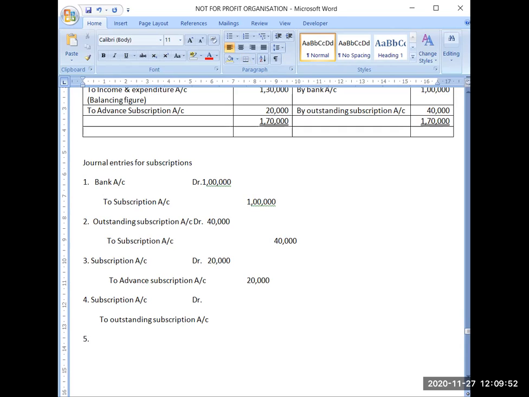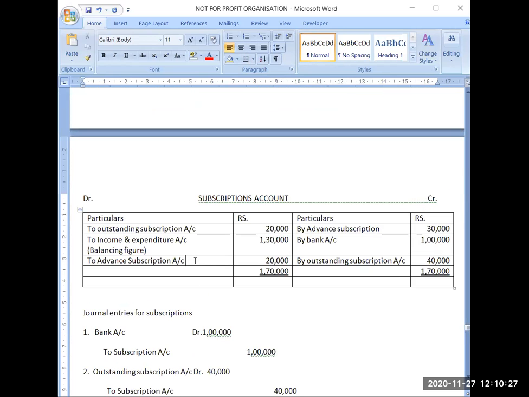In the next year, this entry will become advance subscription account debit to subscription account. Your liability will get finished. The moment you will enter the next year, your liability will get finished. You have to reduce your liability. So that's why these entries are coming on the opposite sides. So these 4 entries should be clear.